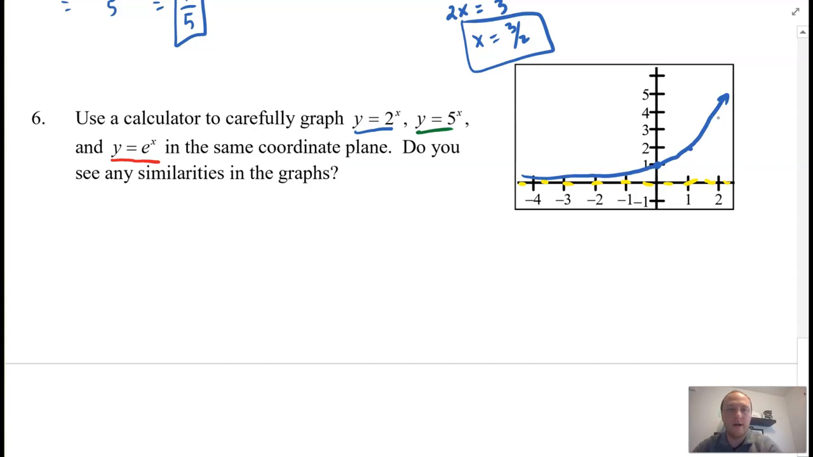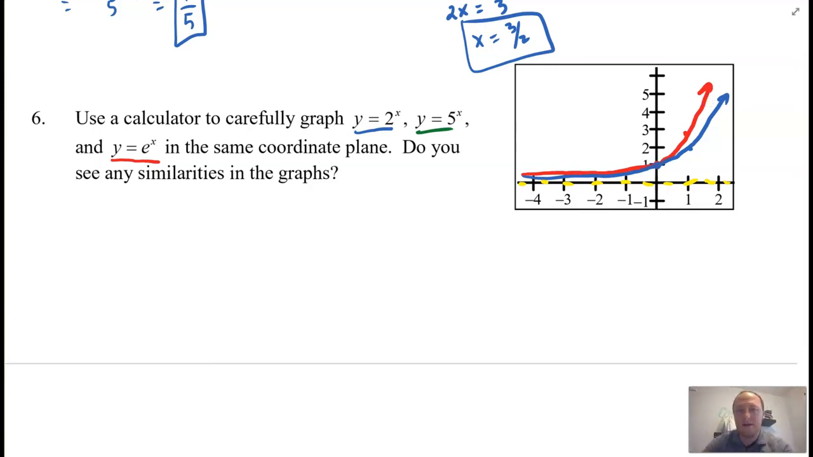I'll go ahead and graph y equals 2 to the power of x. Again, I have an intercept at 1, and that function has a point here at 2.7, so it looks something like this. A little bit steeper.